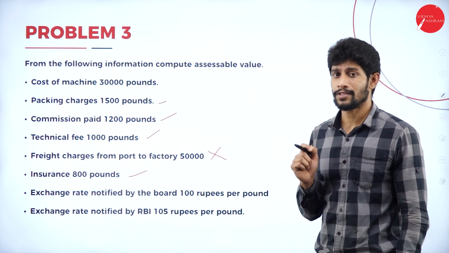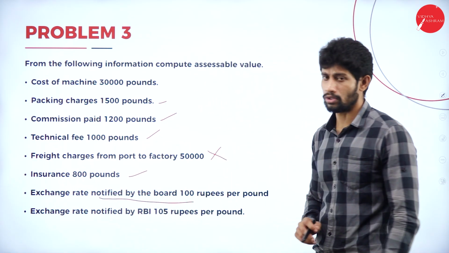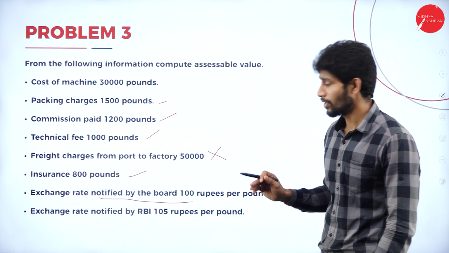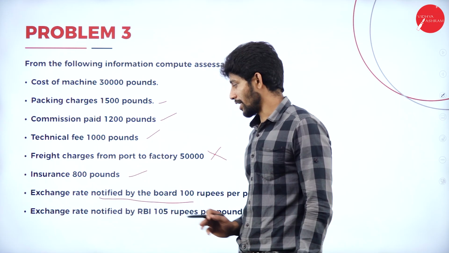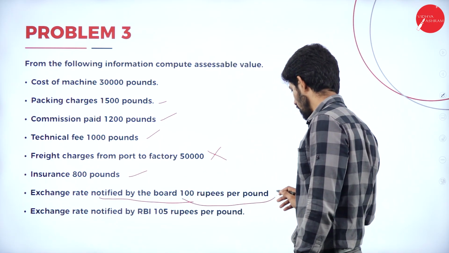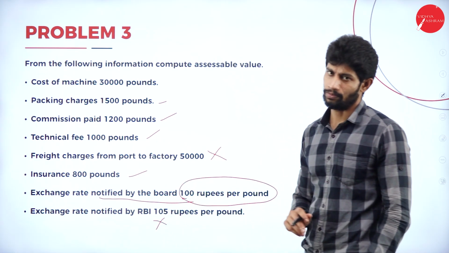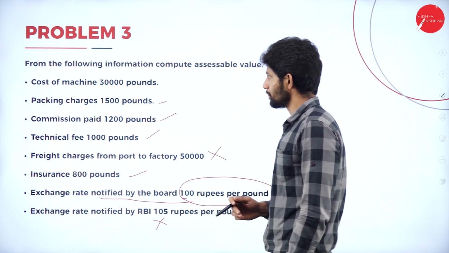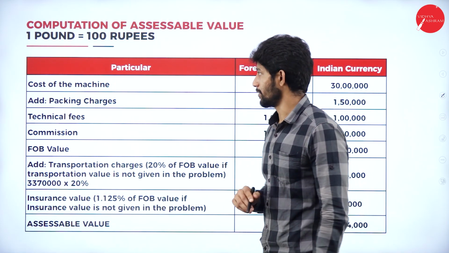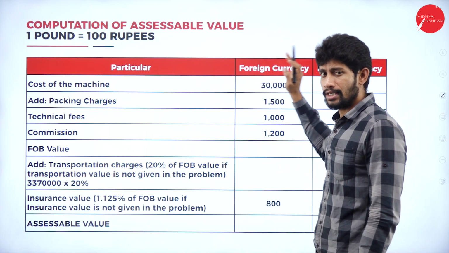So always we are supposed to consider the exchange rate notified by the board, not by any other authority, whether it's by RBI or by SEBI. So now we are considering 100 rupees per pound, not 105 rupees. So moving to the problem, computation of assessable value, 1 pound equals 100 rupees. Particulars, foreign currency, Indian currency.